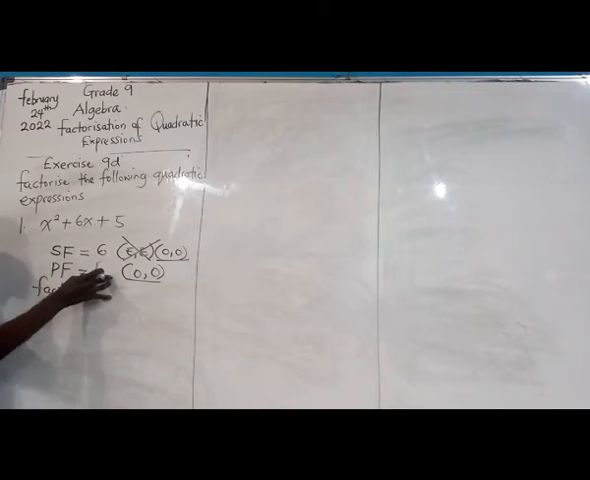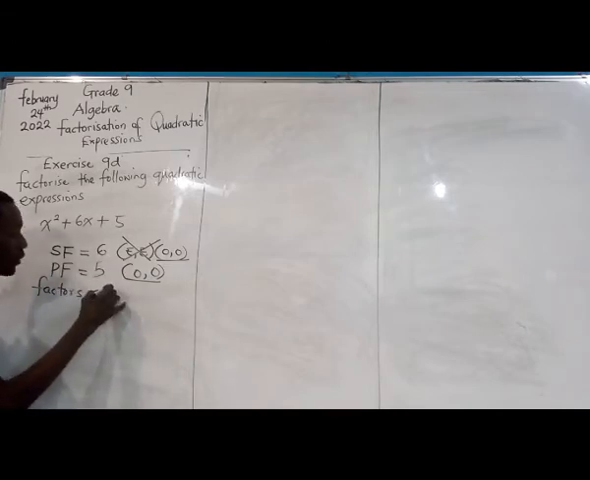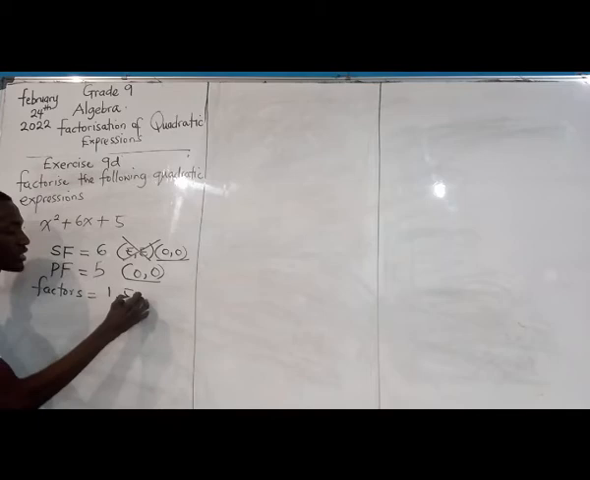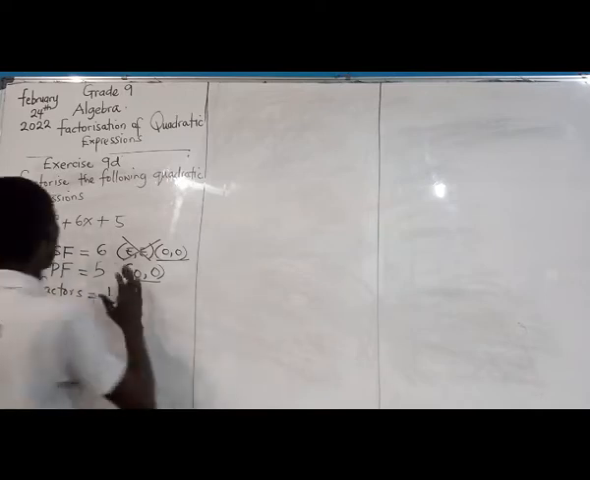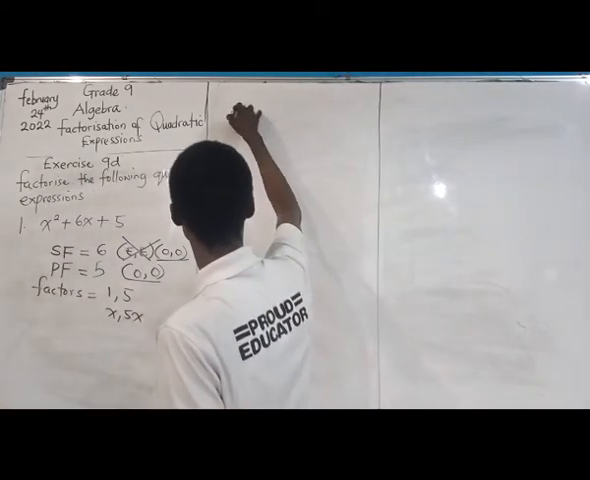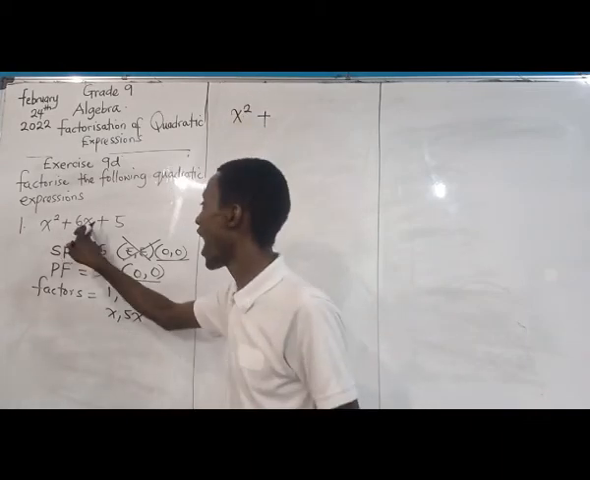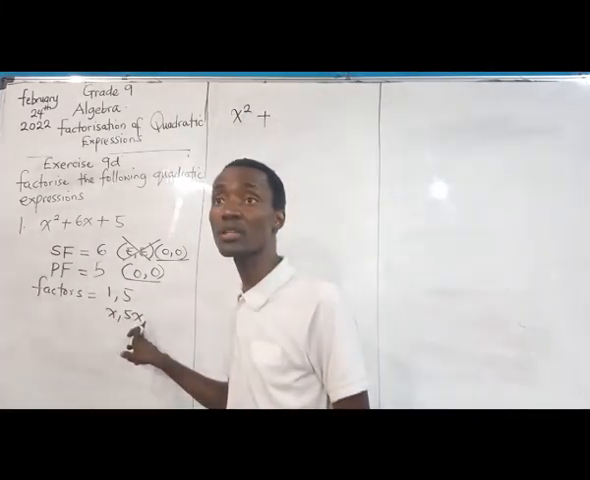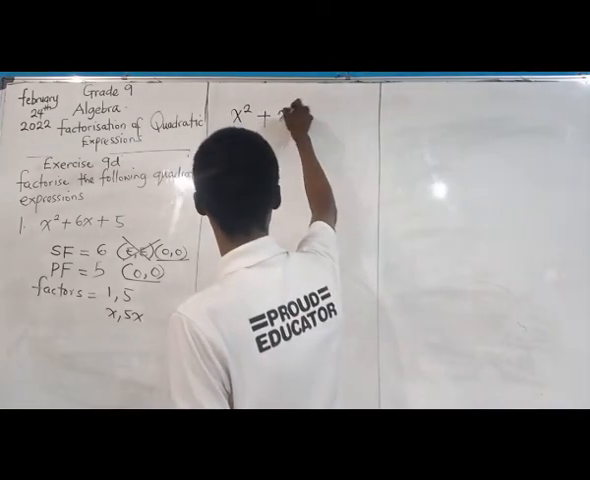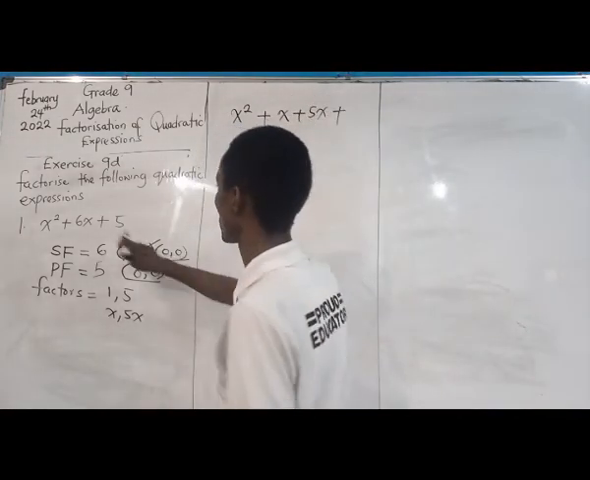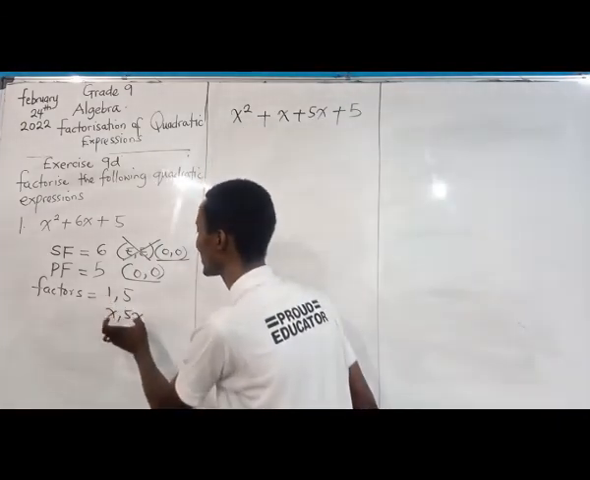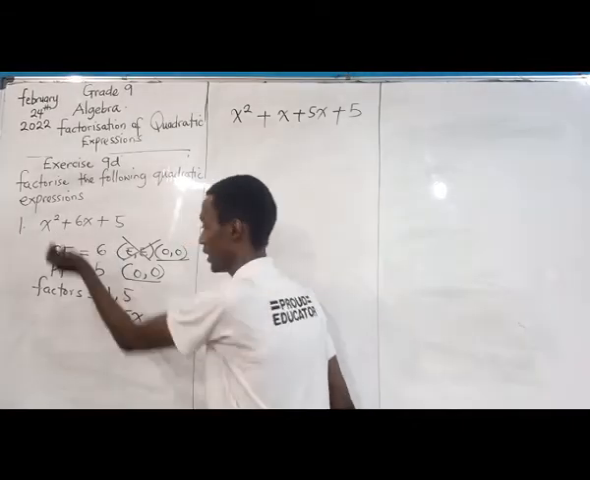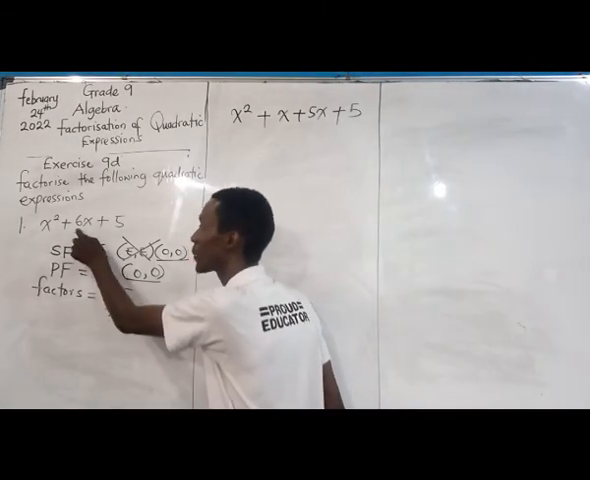What two numbers will I multiply to get 5? 1 and 5. So that will be what? 1, 5. Which I can now write as what? x and 5x. Once you've done this, you can now put this here. So I will have x squared plus, where I have 6x now, replace it with x and 5x. So x plus 5x plus 5. The idea behind getting this one is that we want to replace this one.